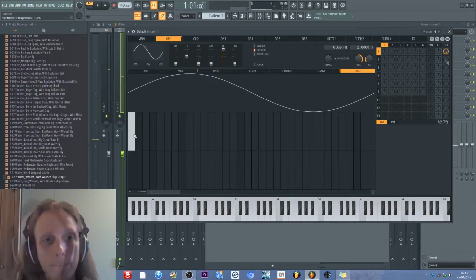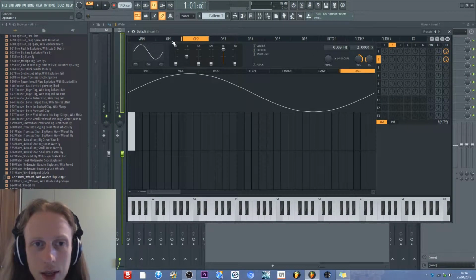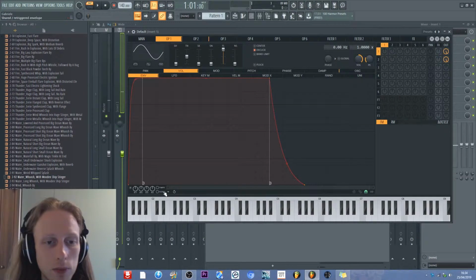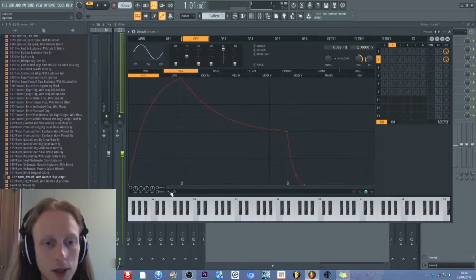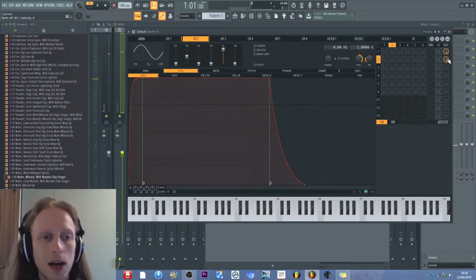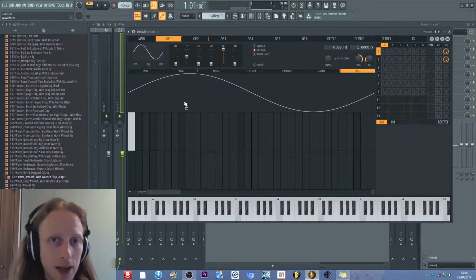Okay, in this way, if I activate operator 2 and use the same kind of wave at the same frequency, maybe with the same envelope, so let's copy it and paste it there. I have more volume. Now just operator 1 is activated, and then I activate also operator 2, and it's louder because these two sine waves have the same phase.